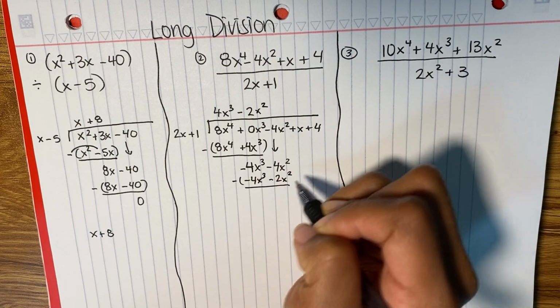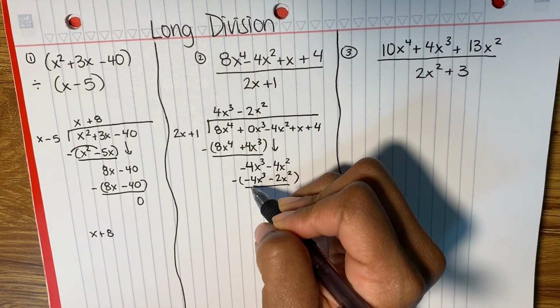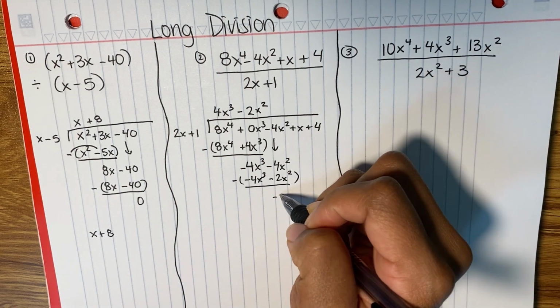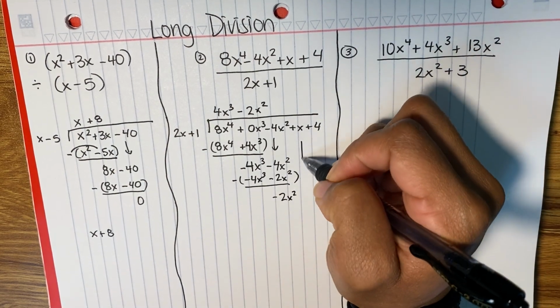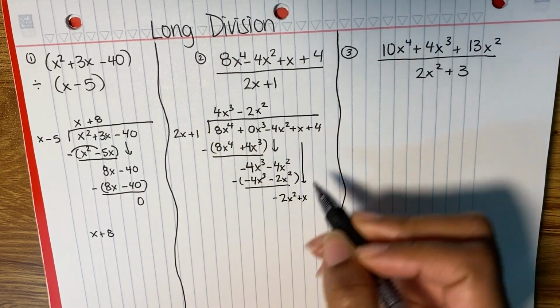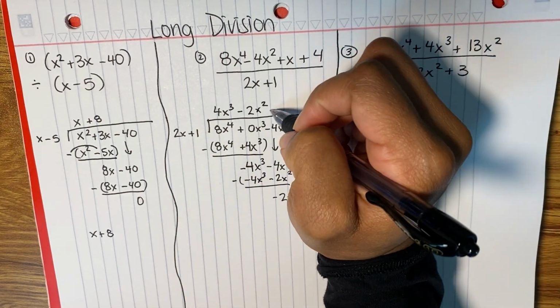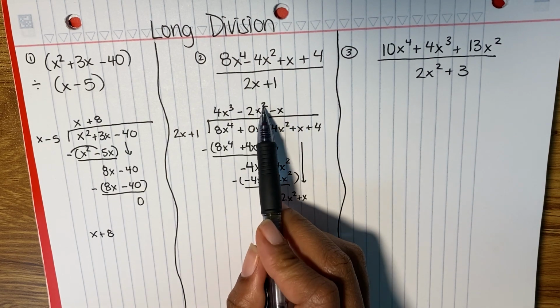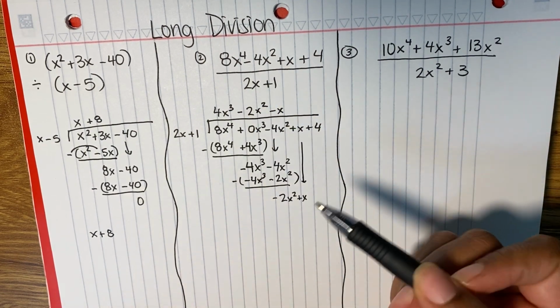Again, subtract, parentheses. This cancels out. This becomes a positive 2x squared, so we have negative 2x squared. Then drop down the next term. Multiply, so that's a negative x. And you see here that we're going in descending order up here. So 3, 2, 1, and next should be a constant.